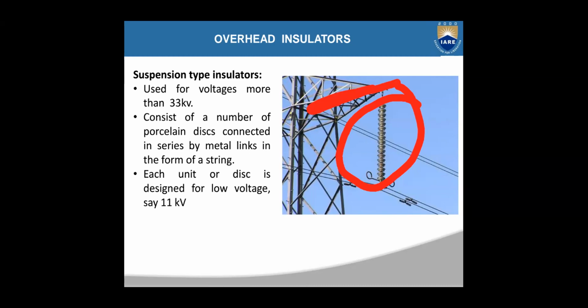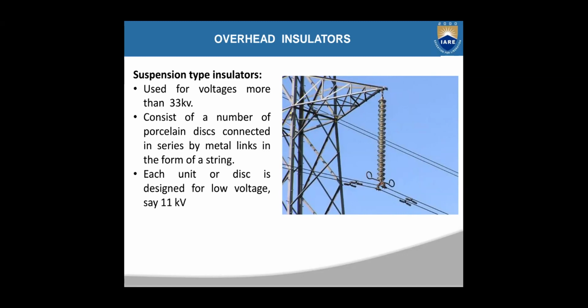Right? Generally, these suspension type insulators are used for more than 33 kV. Pin type insulators are used up to 33 kV. If it is more than 33 kV, pin type insulators will be very costly, right? So suspension type insulators are much cheaper when compared to pin type insulators. So if the voltage level is more than 33 kV, then we prefer to use the suspension type of insulators.